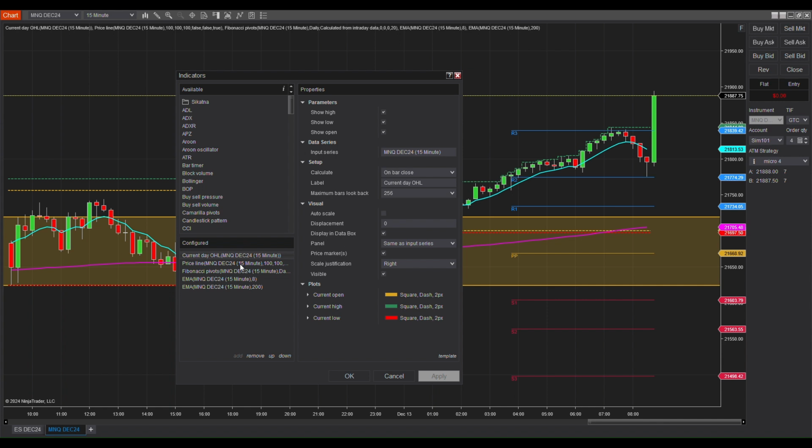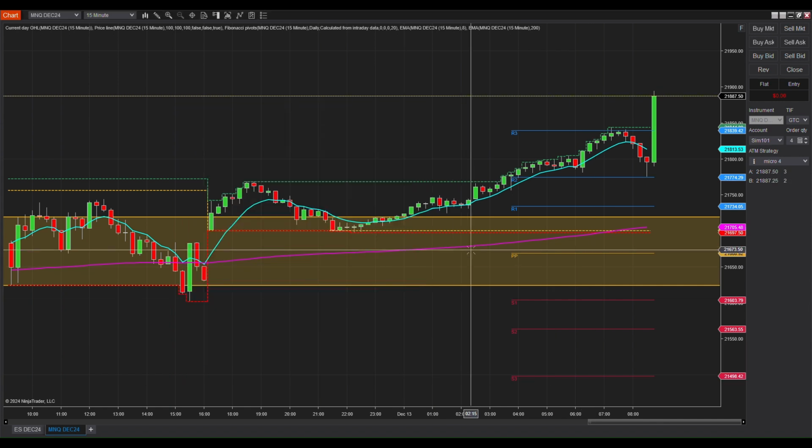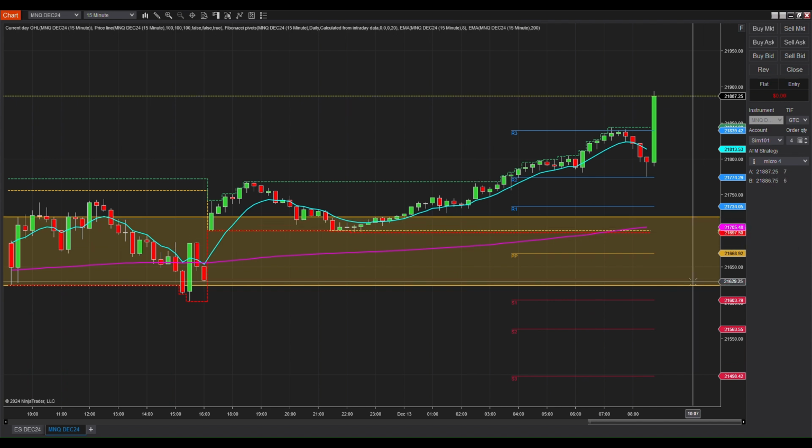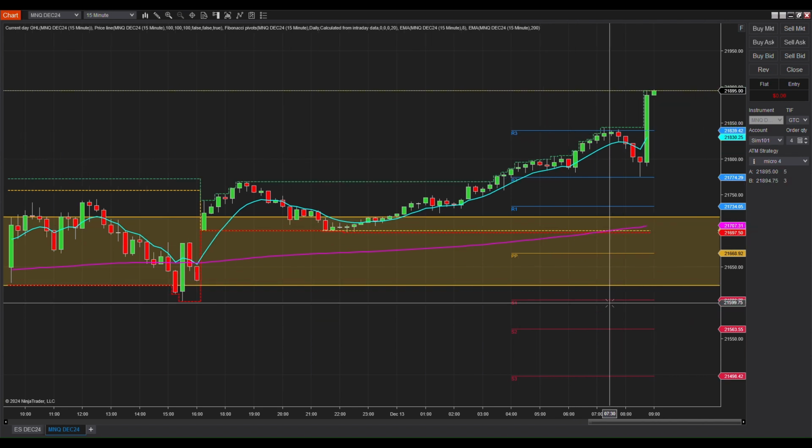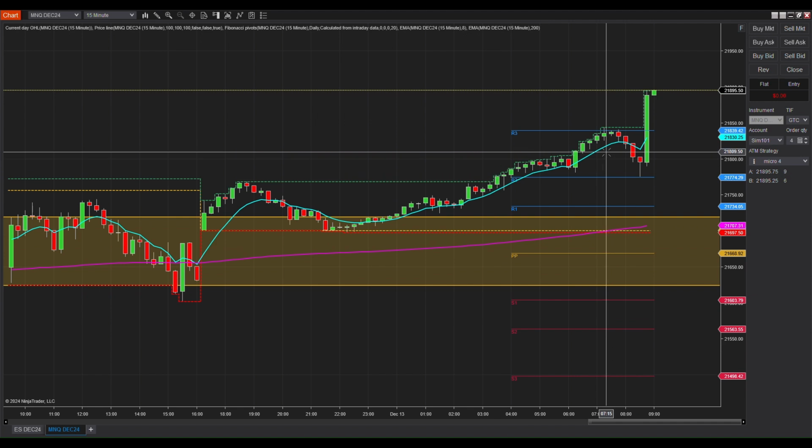Current day open, high, low, the price line, Fibonacci pivots, EMA, got the 8 and the 200. Okay, this is the 200. This is my zone from yesterday. These are the resistance levels, support levels, the pivot point. This is the open. As you can see, the market's screaming high.